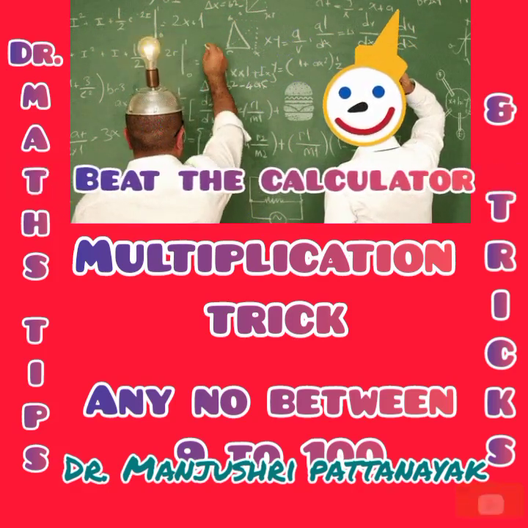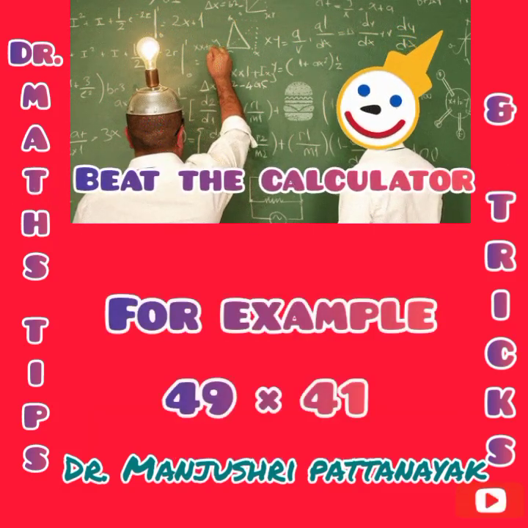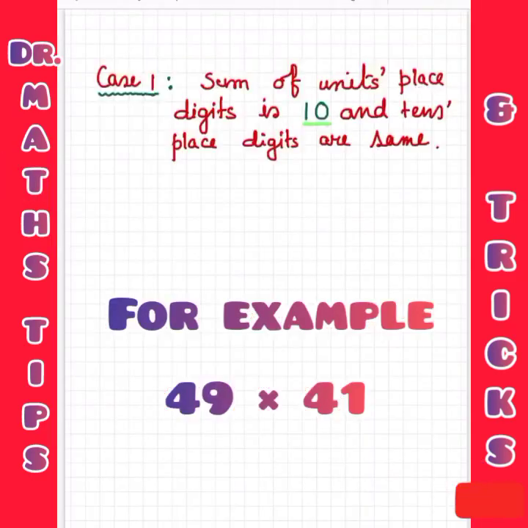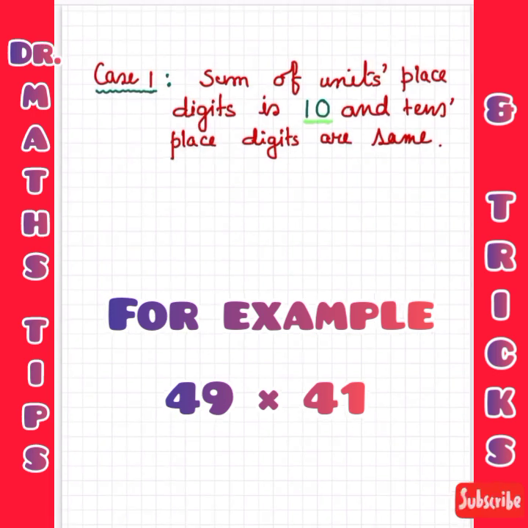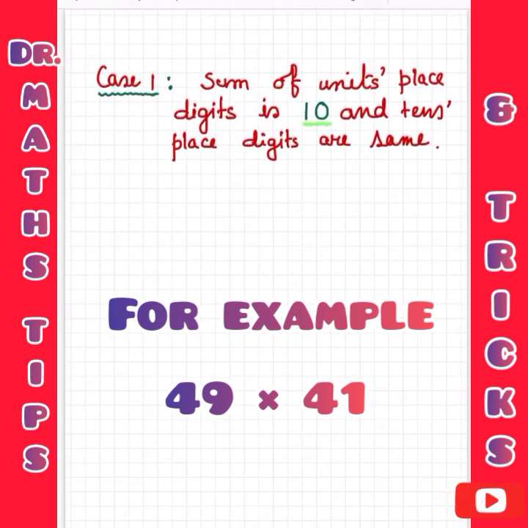In the first case, I will tell you how to multiply two numbers when the sum of the units place digits is 10 and the tens place digits are the same.